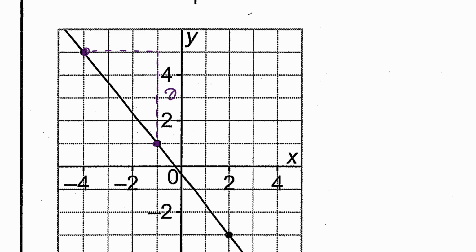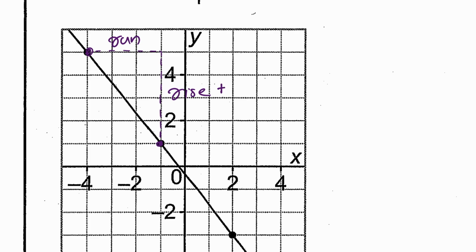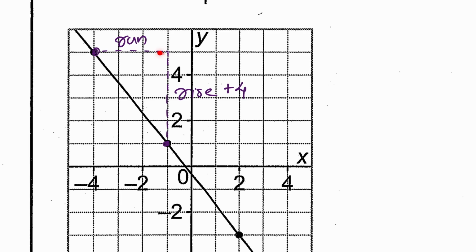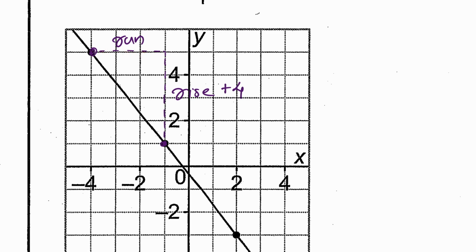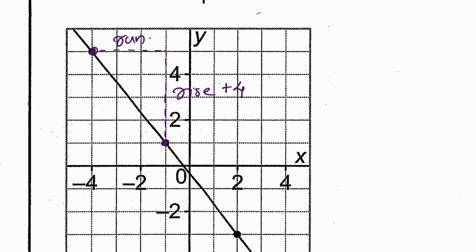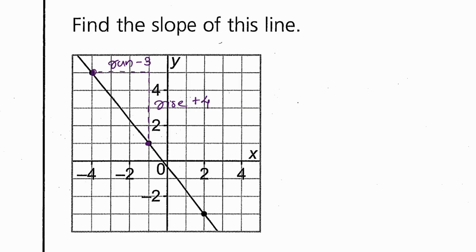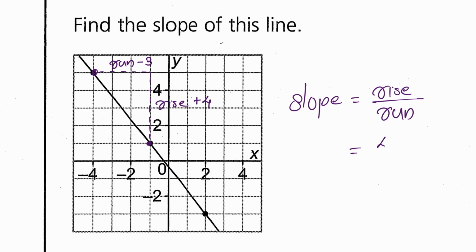And this is my rise. This is my run. Okay, so rise is 1, 2, 3, 4. That is positive 4. And the run is 1, 2, 3, which is towards the left. So that is negative 3. Therefore, slope equals rise over run. That is 4 over negative 3, or negative 4 over 3.